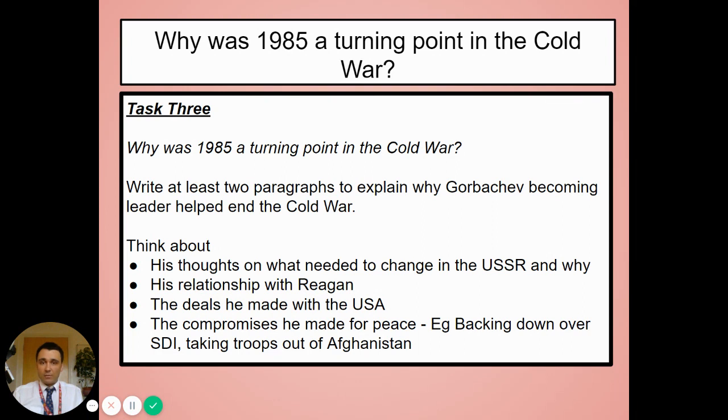Give that paragraph a go. It's quite complex, there's quite a lot of information in there. Bring in that detail and explanation. If you need any help, the sentence starter slides will help you with that. Pause the video, complete these paragraphs, and then we'll wrap things up.